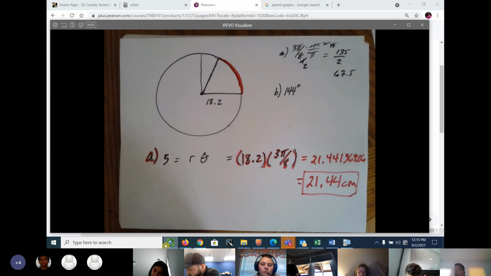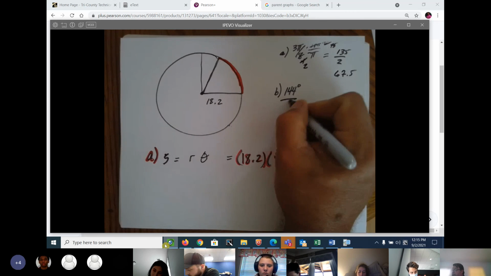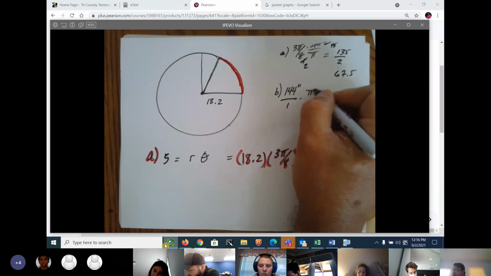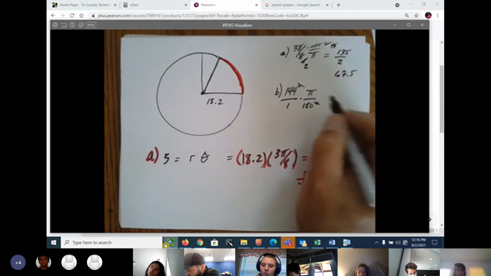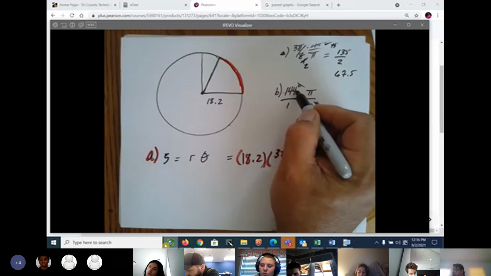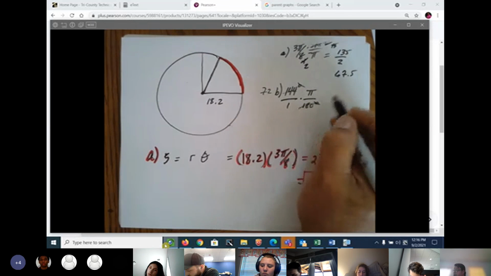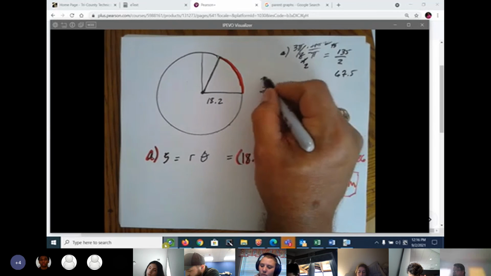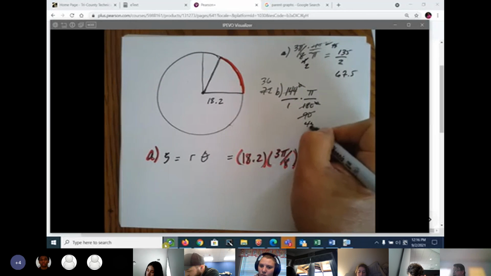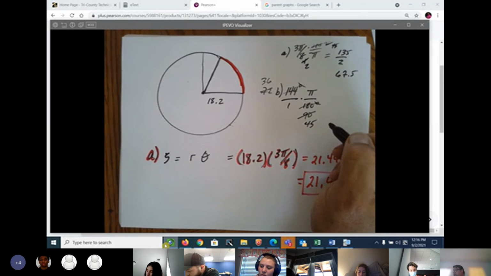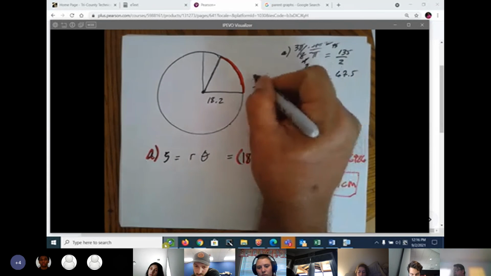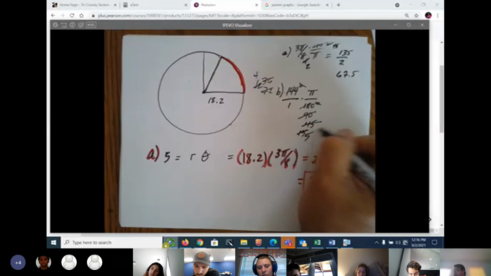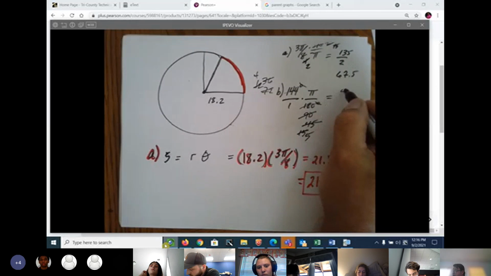All right, so 144 over 1 times pi over 180. And that's going to, let's see, 2 will go in there 72 times. 2 will go in there 90 times. 2 will go in there 36. 2 will go in there 45. 3 will go in there 12. 3 will go in there 15. 3 will go in there 4. 3 will go in there 5. 4 pi over 5. Somebody check my math, please.